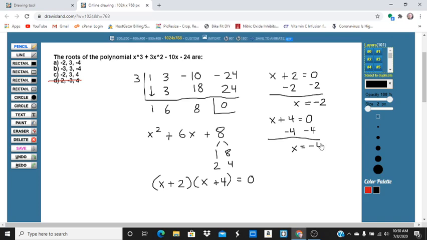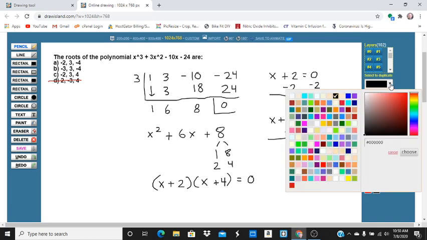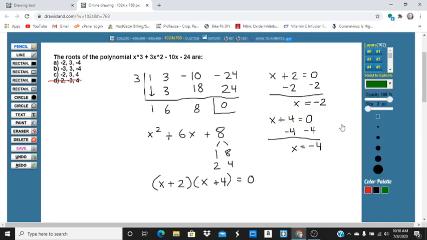Our roots are going to be negative 2, positive 3, and negative 4, which corresponds with solution A. So A is our answer.